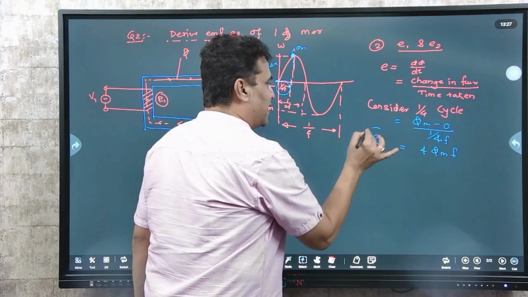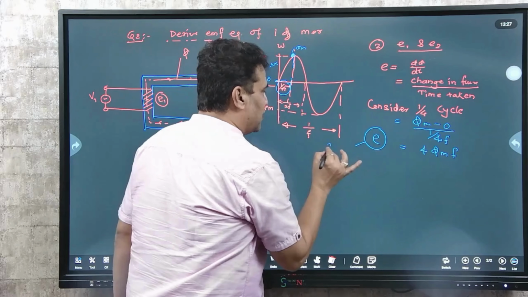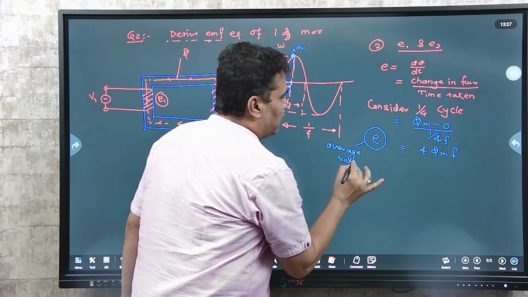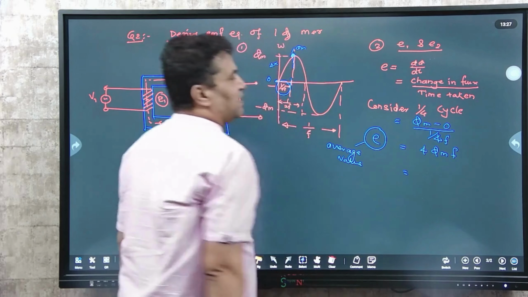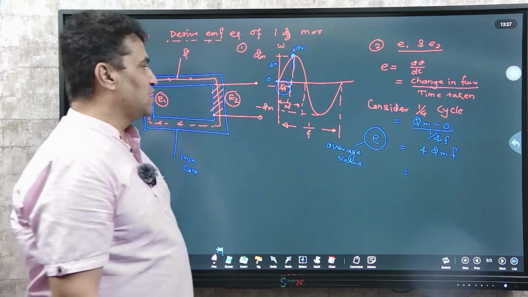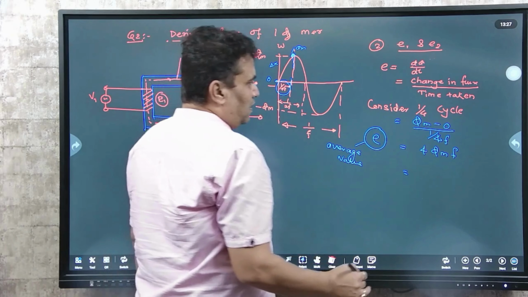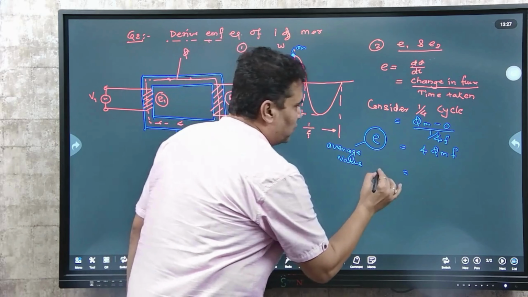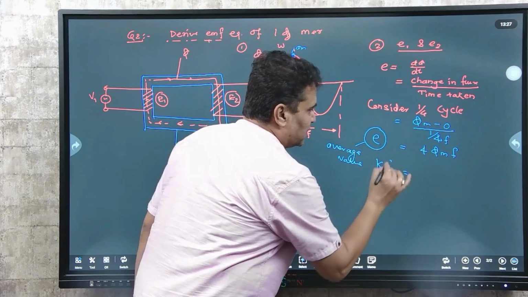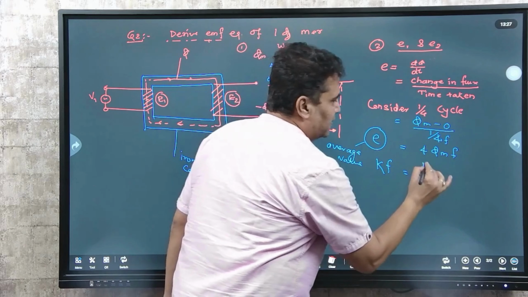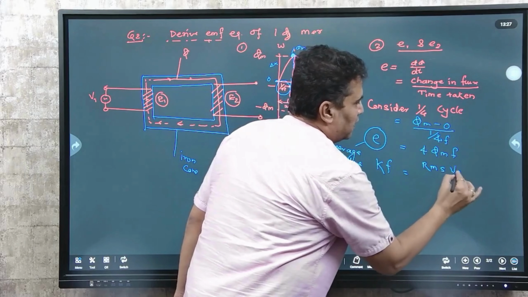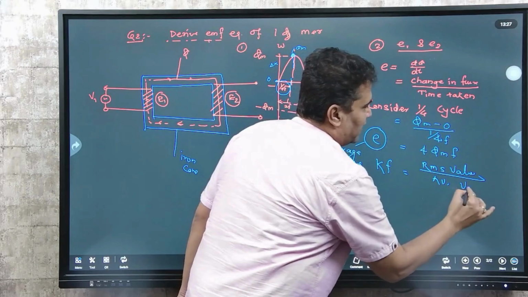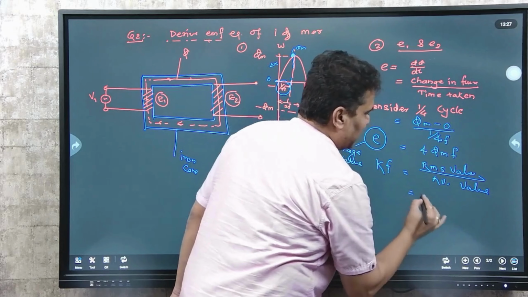But whatever EMF is generated, this EMF is always the average value. And we know that in AC we always use the RMS value. If I want to convert this average value into RMS value, we have to take support of the form factor. What is the form factor for AC supply? It is always the ratio of RMS value to the average value. What is RMS value?